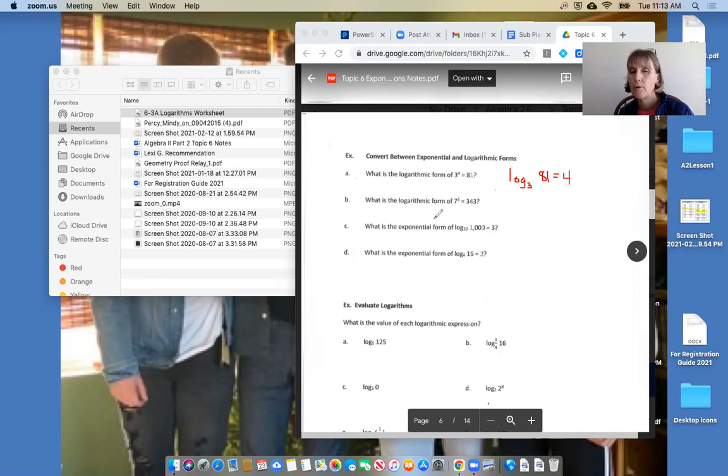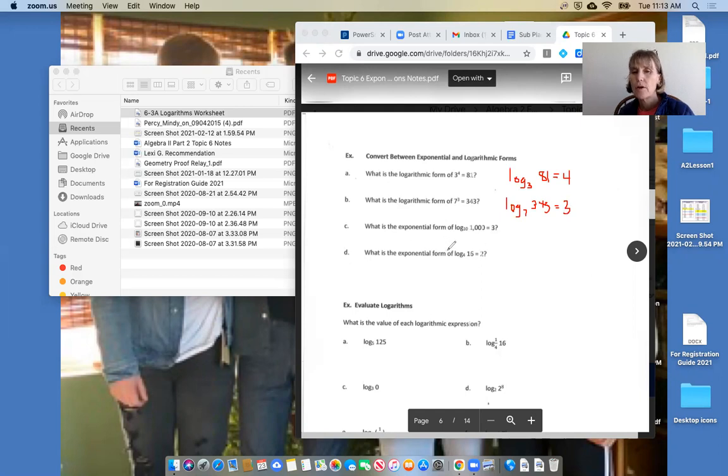So this exponential form looks like this in log form. Go ahead and do letter B. What's the log form of this? Hopefully you've already started to write the word log. What's the base here? Well, the base is the 7. It's what's being raised to the exponent. So it goes down here as a little subscript. And then I put 343. And it equals the exponent. The exponent in that problem is the 3.